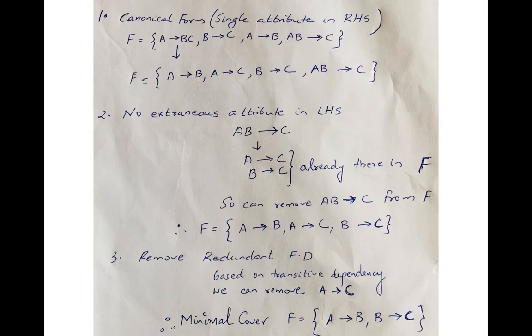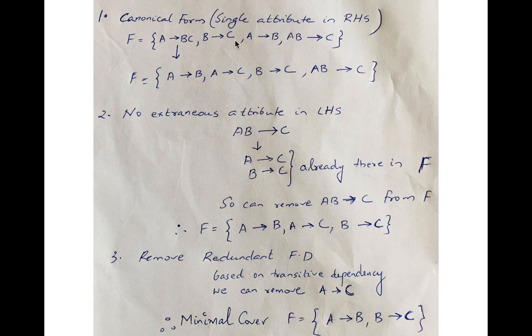So hope you tried on your own. Let's have a look at the problem. The set of dependencies that were given is A gives BC, B gives C, A gives B, AB gives C, and we were asked to find the minimal cover for F. So the first step is making it canonical form. That is, there should be only a single attribute in the RHS. So in order for that, A gives BC is split into A gives B and A gives C.